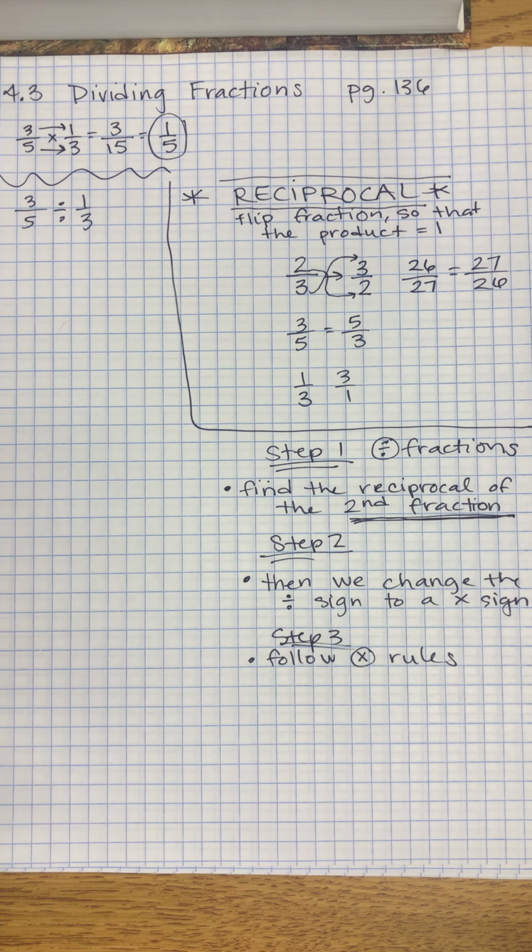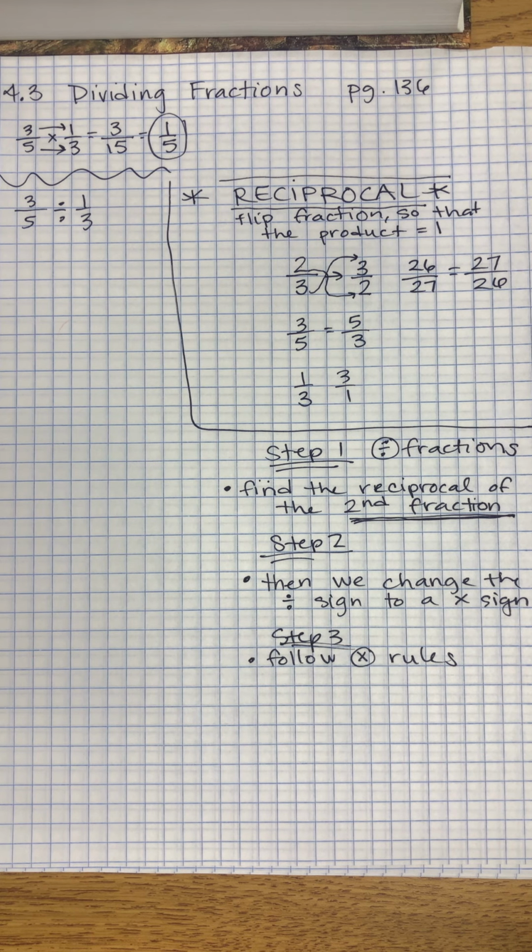Okay, so step one, you should be writing these in your notes. Step one, find the reciprocal of the second fraction, the one after the sign. The second one, not the first one, the second one. You find the reciprocal. Step two, then you change the sign. If you change the fraction, then you change the sign. So the division becomes a multiplication. Step three, then you follow all the multiplication rules that you guys have mastered.